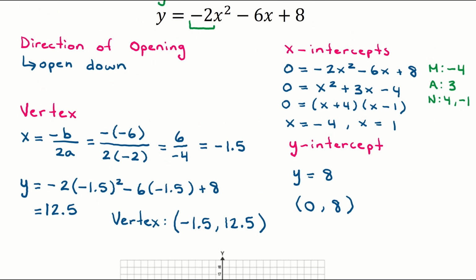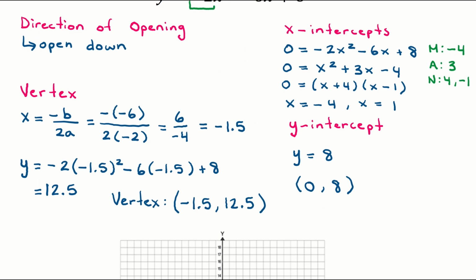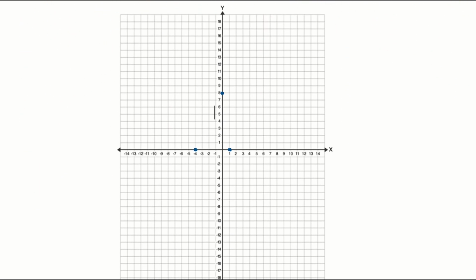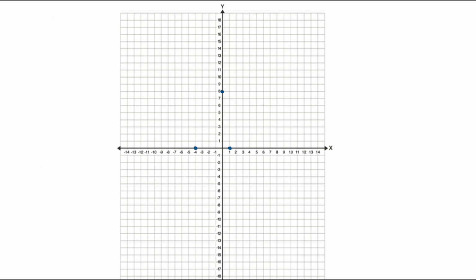And we know that our vertex is at -1.5, 12.5. So we're estimating this a little bit, but approximately find -1.5 and positive 12.5. It'll give you a vertex of approximately right there. The last thing we need to do is connect all of these points in a U. And as a confirmation, this does open down, so it fits the direction of opening. And we have our graph of our quadratic function.